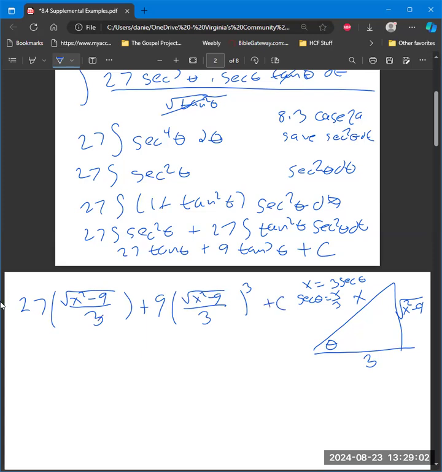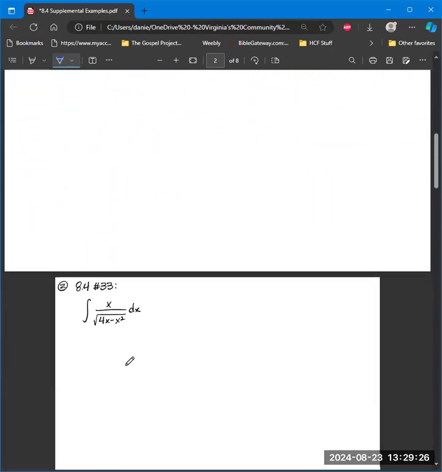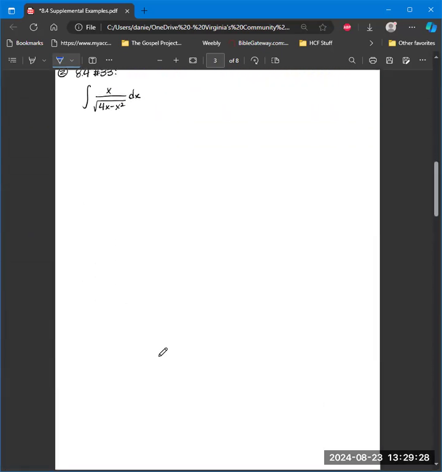So this is going to be 9 times x squared minus 9 to the 1/2. And then this is going to be 9 over 27, which is 1/3, times x squared minus 9 to the 3/2 plus c. And that'll do it. Don't forget to get back to x's. Don't just answer in terms of theta and be done.